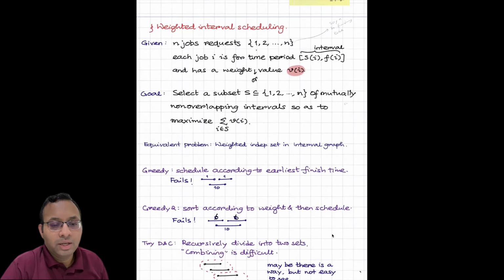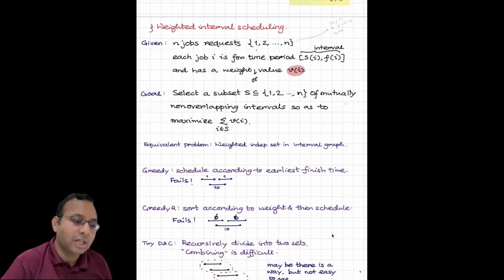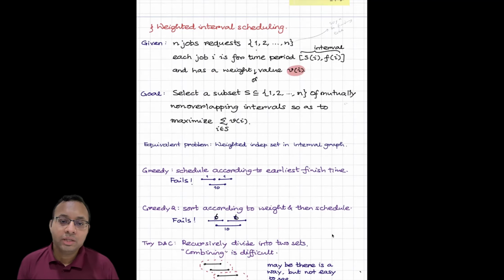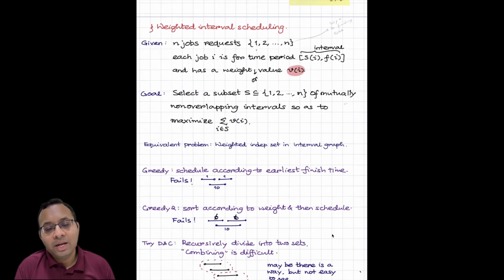And we saw earlier that interval graphs are related to the independent set problem and the interval scheduling problem. In fact, you can check that weighted independent set in an interval graph is equivalent to weighted interval scheduling. In the last part we talked about the special case when all values were equal, all vi were 1, the cardinality or unweighted case. In that case, we found that there is a greedy algorithm by earliest finishing time.